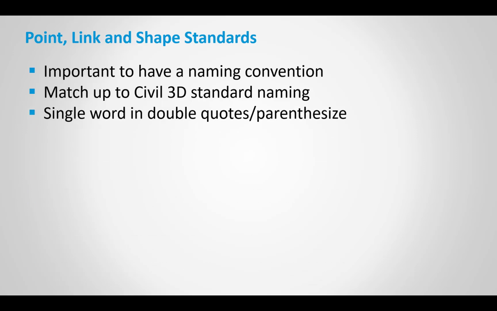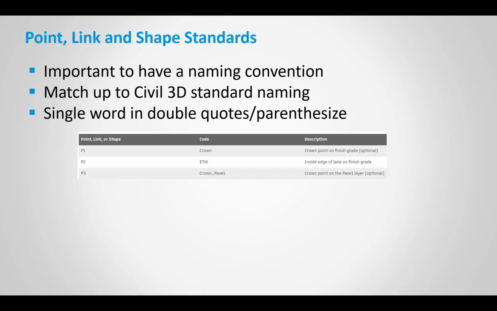And then you can use single word or in double quotes or parentheses for some of these. So the example I'm showing here is right out of Civil 3D. So you can see that they have the point, the code for those points, ETW for example, edge of travel way, is a pretty standard naming convention. If you create that in Subassembly Composer, ETW, creating your surface, creating your quantities and so forth, will just be a lot easier to follow that out of the box, kind of the Civil 3D standard naming.